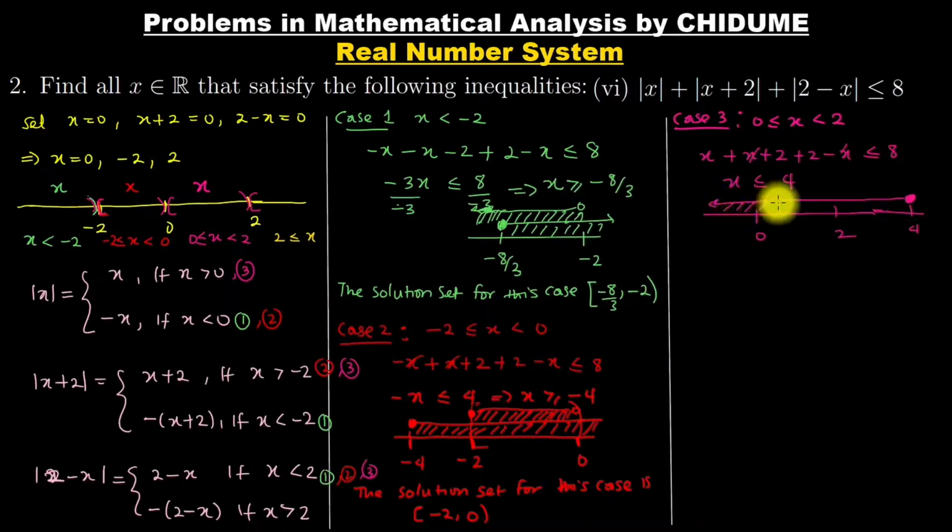So this region here, and here again we now have x greater or equals to 0, but 2 is open here, so we have this region here. So if I should ask you, where do these two graphs intersect? The solution set for this case is what? 0, closed at 0 but open at 2.